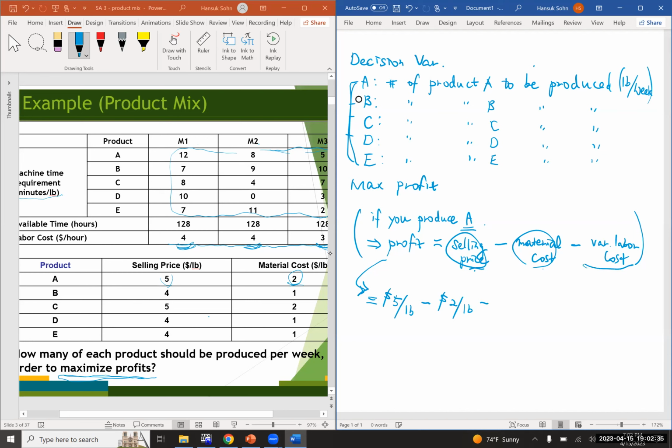Minus, we need to consider the labor cost, the variable labor cost. So that's going to be the labor cost for machine 1 plus labor cost for machine 2 plus labor cost for machine 3. You have to provide this. Then how do you get the variable labor cost for machine number 1? That's going to be $4 right here.